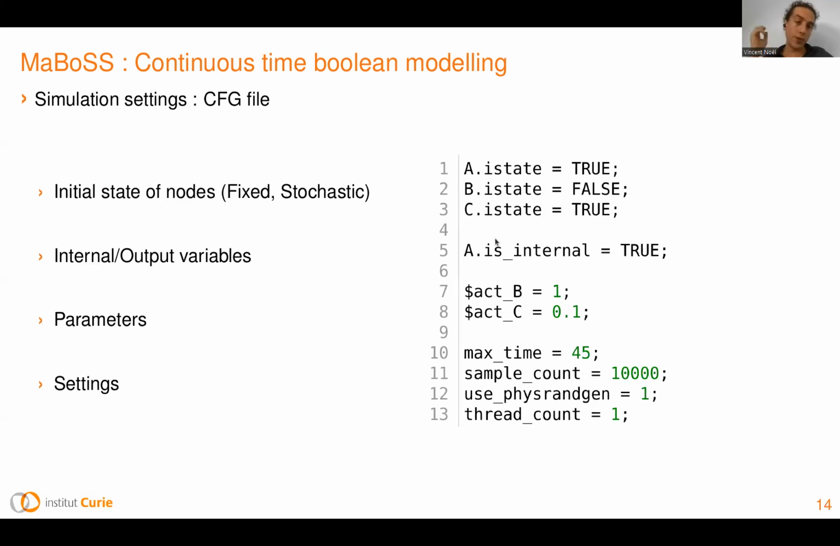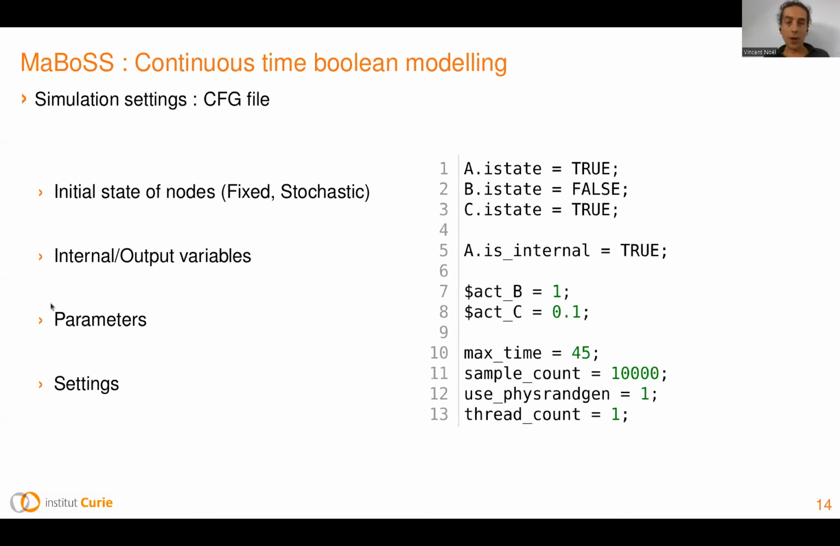We are also able to define what we call internal or output variables, meaning that sometimes we don't want to look at the result of all the variables in our model because that would be too much information. So we are able to hide some nodes in our result. For example, we saw earlier that A won't move during the simulation. So we defined it as an internal variable so that it will be hidden from the result.